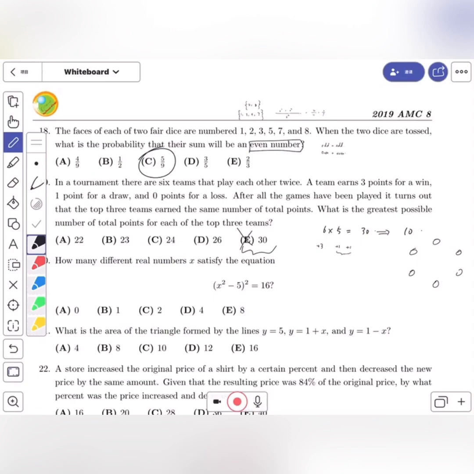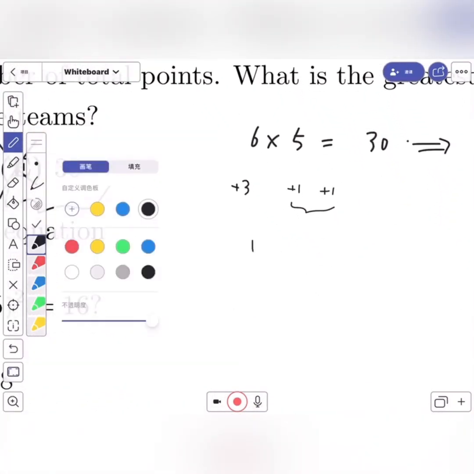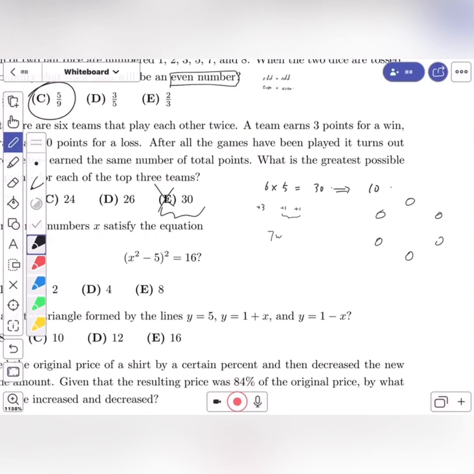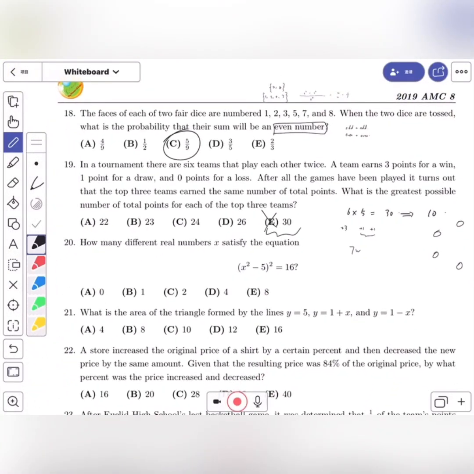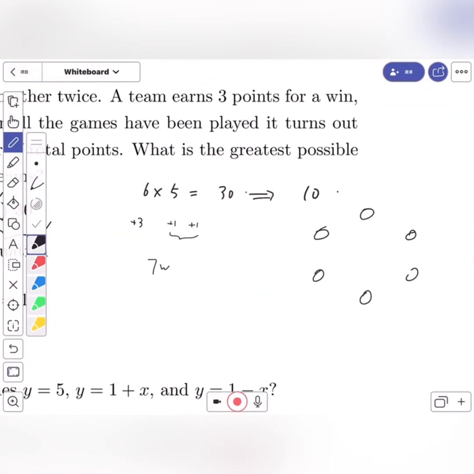So we also cannot have one who has 5 wins and 1 draw, which would give us, I believe, so we probably can only have 7 wins. Well, because we have a total of 6 teams, so we can only have 7 wins since we have 10 matches for each one, right?